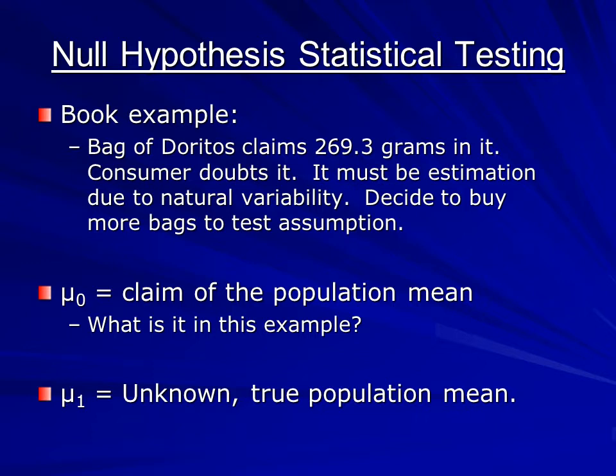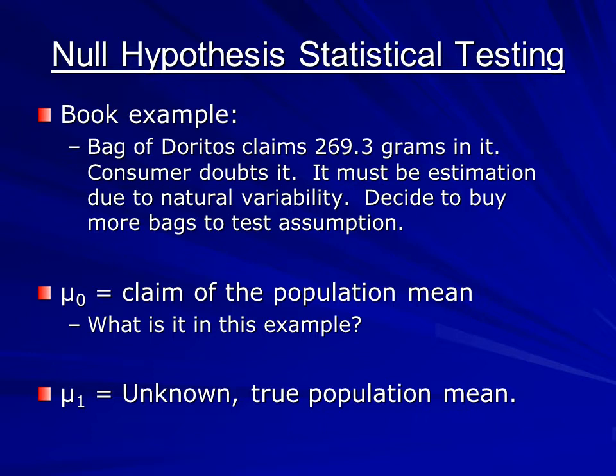If you're familiar with the textbook, it basically says a person buys a bag of Doritos. Apparently they're probably still hungry. They look at the bag and they say it's got 269.3 grams in it. And this person, still hungry, says, I don't believe it. So then what you really need to understand is, how does Frito-Lay know how many grams are in that bag? Did they weigh every single bag? No, they didn't. They don't weigh every single bag in order to make sure. What they did was they took a sample of all those bags and they weighed them, and then they took the average weight.